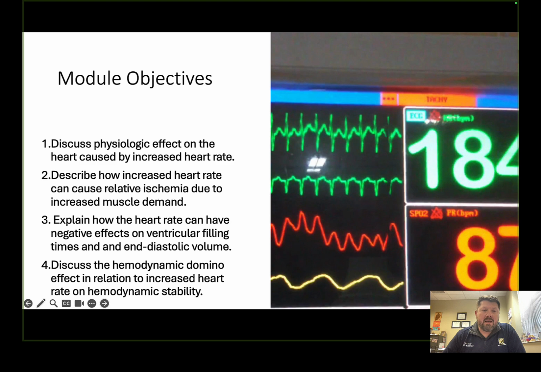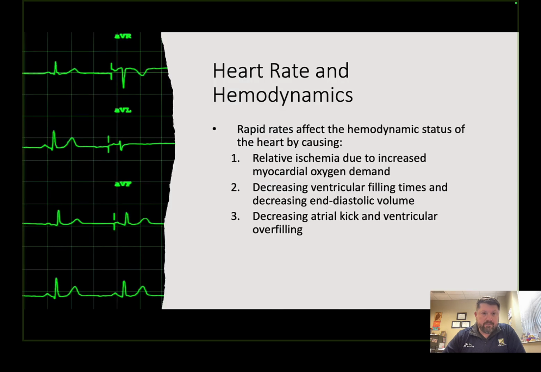Explain how the heart rate can have negative effects on ventricular filling times and end-diastolic volume. And discuss the hemodynamic domino effect in relation to increased heart rate on hemodynamic stability.